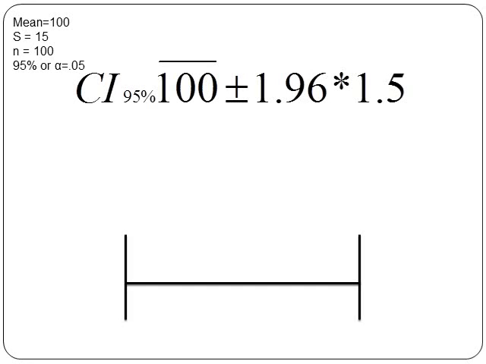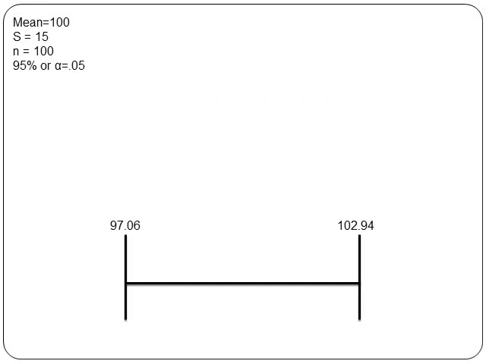And we're going to multiply that by 1.5. Why 1.5? Because the standard deviation is 15, divided by the square root of 100, which is 10. 15 divided by 10 is 1.5. That's our standard error of the mean. Be careful not to put in just the standard deviation here. So we have two equations, 100 minus and 100 plus 1.96 times 1.5. We calculate those values. So the confidence interval around the mean of 100 ranges from 97.06 to 102.94.